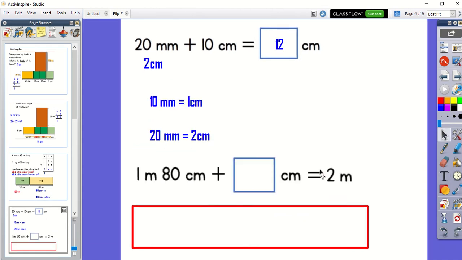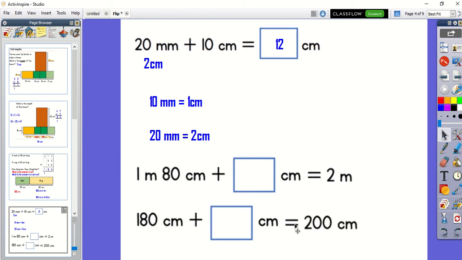See if you can work out this question. Okay, and welcome back if you paused. So, 1 metre 80 centimetres, add something centimetres equals 2 metres. Now I can make this easy by changing my 1 metre 80 into centimetres, and then I'll know that I need 200 centimetres to make 2 metres. Okay? So I've simplified it to this. I'm doing 180 centimetres, add something centimetres, equals 200 centimetres.